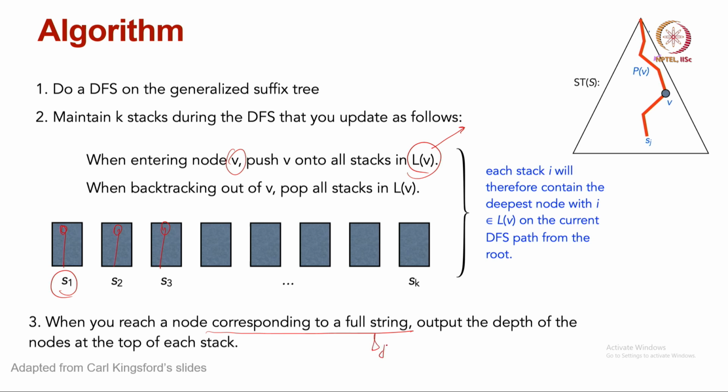Suppose I reach Sj here, then immediately through these stacks I can tell what is the longest suffix prefix match between Sj and S1, Sj and S2, Sj and S3 and so on. So, this gives an efficient algorithm through a single linear time traversal of the tree. Whenever I leave node V, I pop the elements of LV from the stack. That is the standard depth first search way.